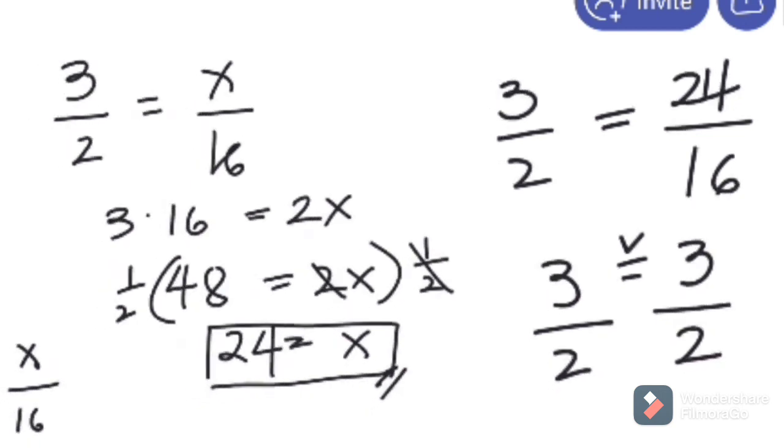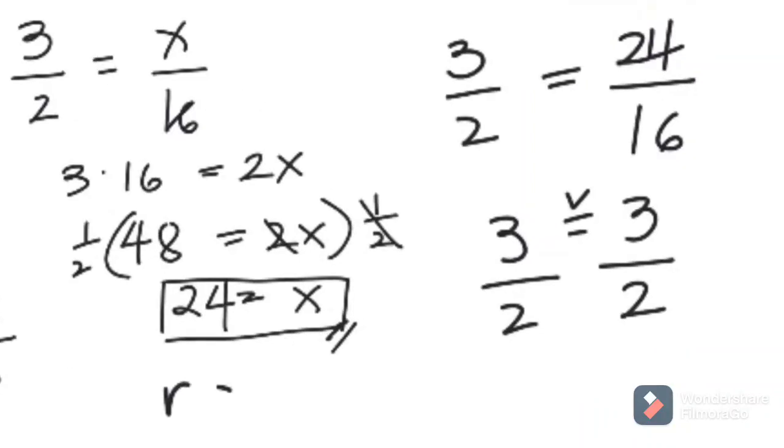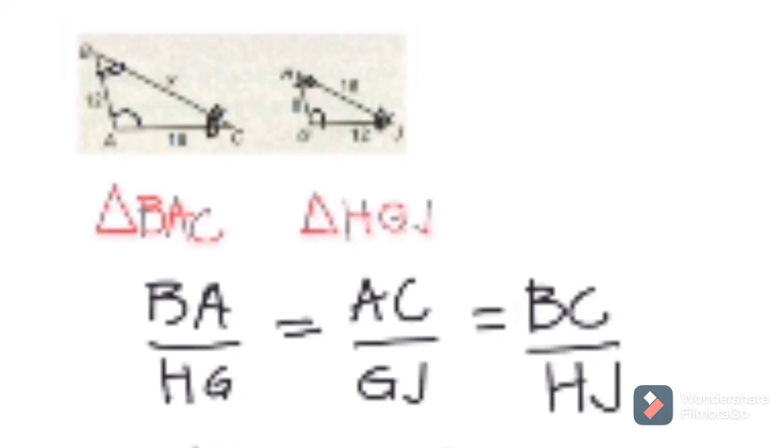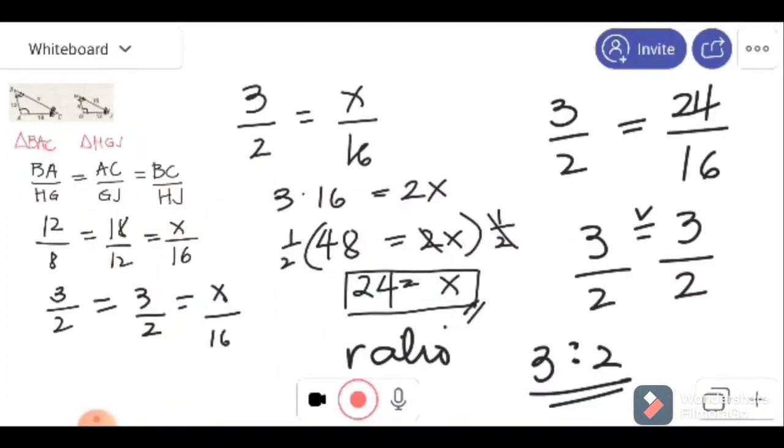Now we can say that from our solution, the ratio of similarity is 3:2. And we can say that the two triangles BAC and HGJ are similar. As we write, triangle BAC is similar to triangle HGJ.